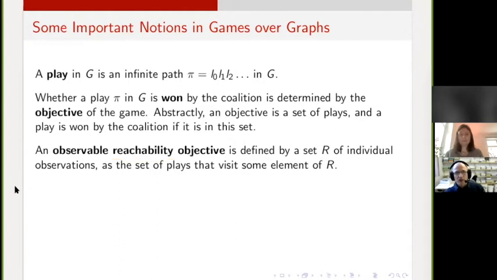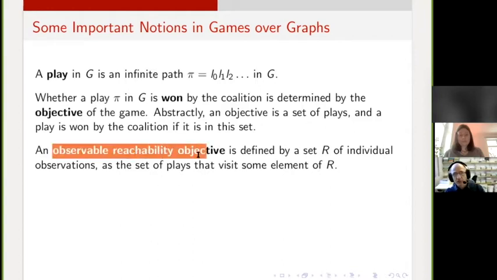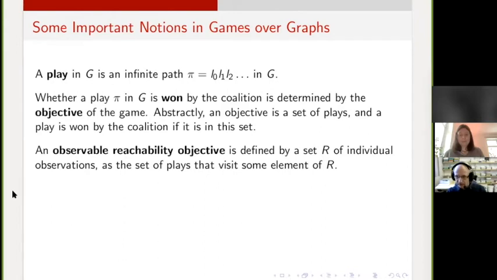And then you would define a reachability objective through a set of observations. You would say that the team wins a particular play if at some point it reaches a location whose observation is in this set. So it suffices in this case that one of the players can see that the goal is reached, and then we say that the team has won. Okay, and this class of objectives is called observable reachability objectives.